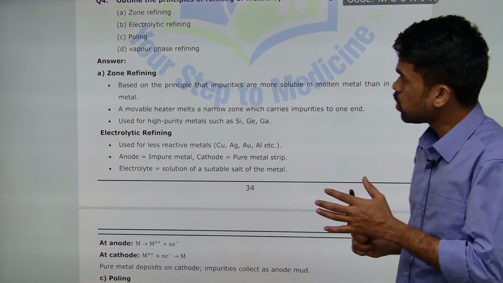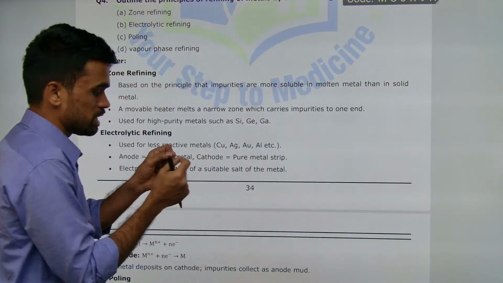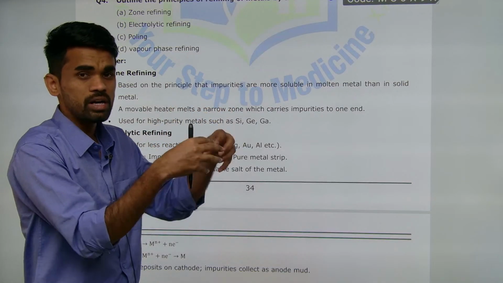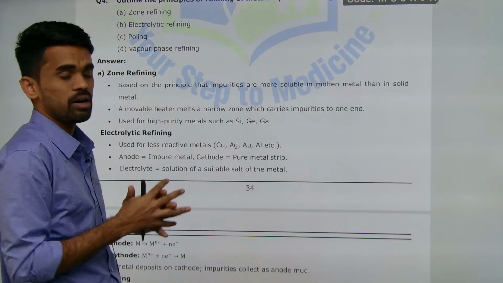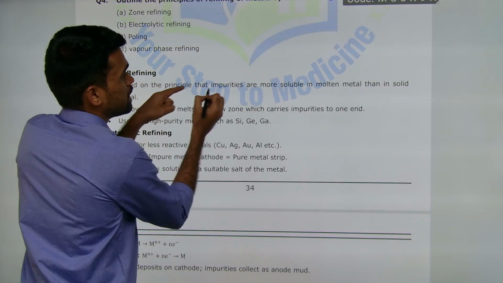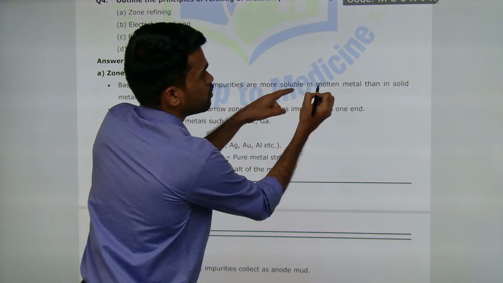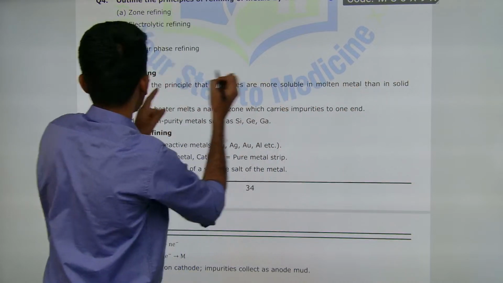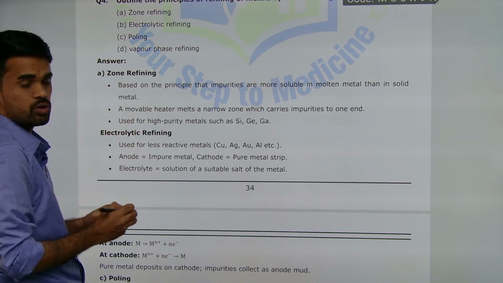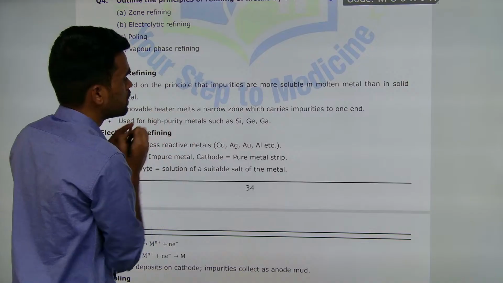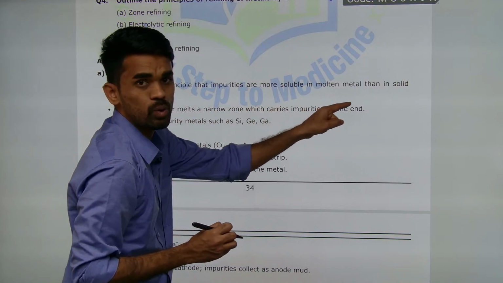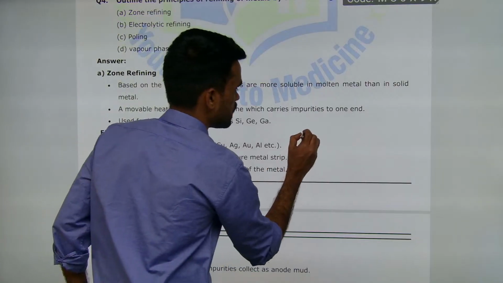Okay, see, zone refining means we will be using a high temperature zone here. Using that, we will be purifying the metal. What they are saying is, based on the principle that impurities are more soluble in molten metal than in solid metal, we are using a movable heater that melts a narrow zone which carries impurities to one end. Okay, this is very simple.